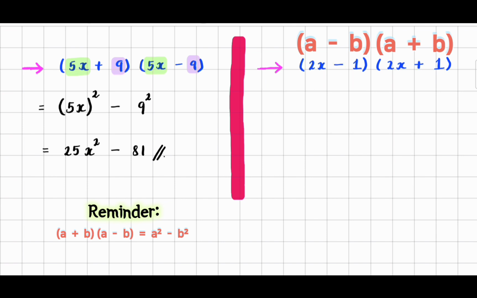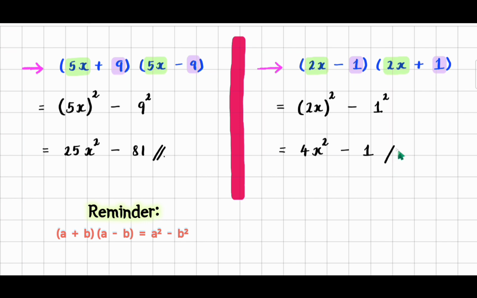Okay, here we got a difference and sum. A and B are the same. 2x and 1, right? So we have got 2x times 2x, which is 2x the whole square, minus 1 times 1 is 1 square. So we have 2 square is 4, and if we square the x, we get x square, minus 1 square is 1, and that's it.